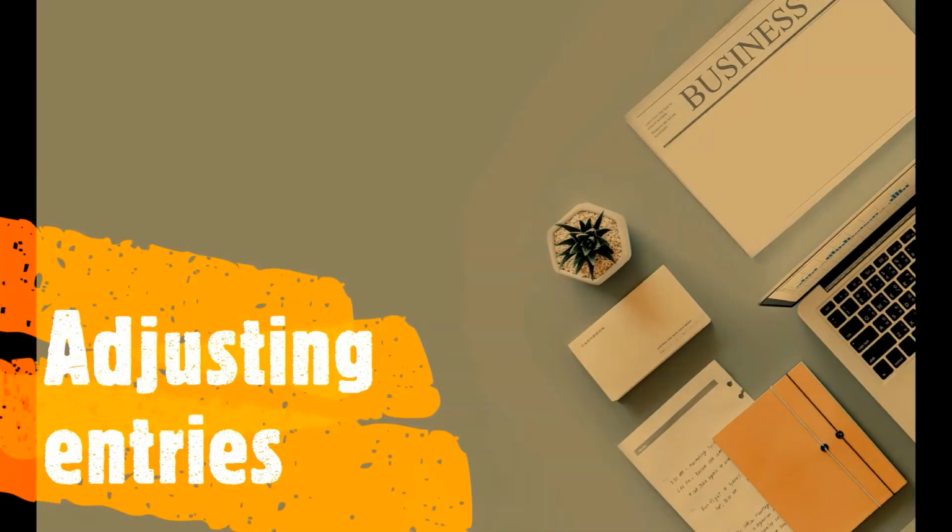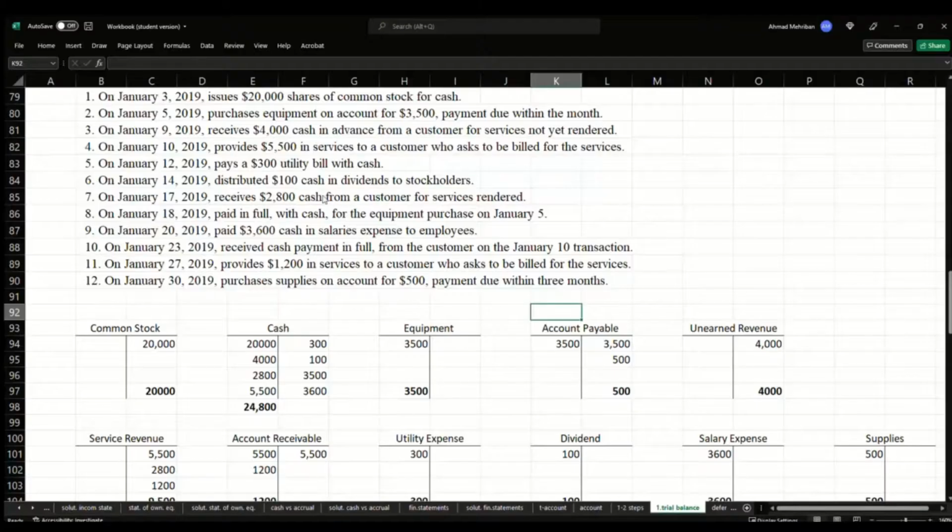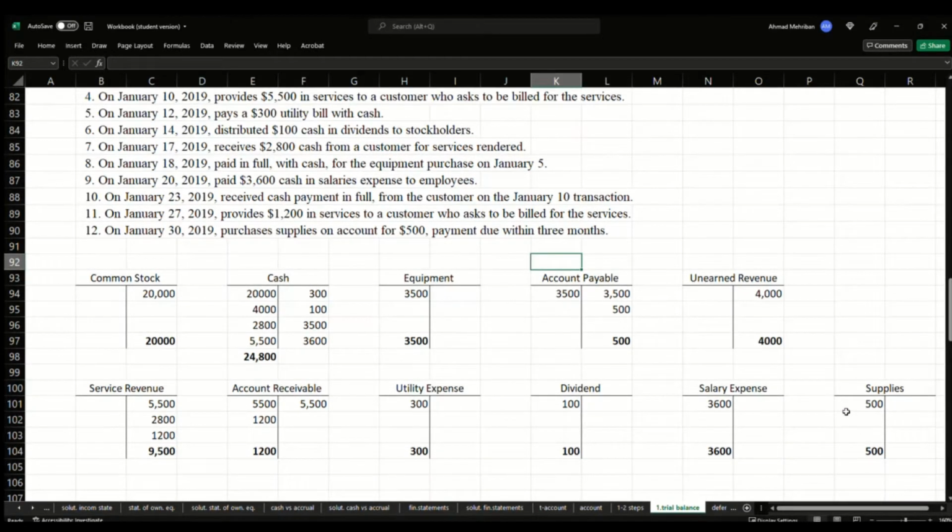Accounting cycle, adjusting entries. Let's look at these adjusting entries that we're supposed to cover this week. If we closely look at this past example that we have successfully completed, we have entries such as unearned revenue and supplies that need to be addressed.